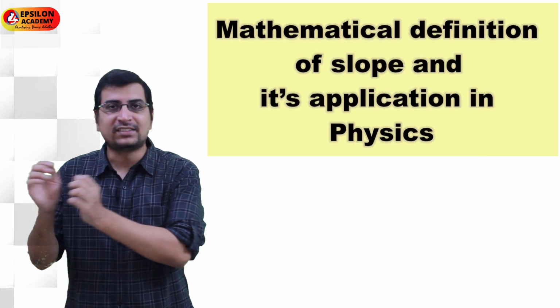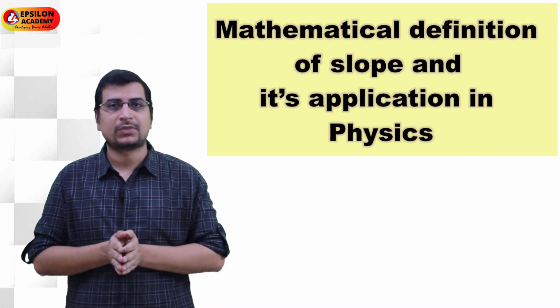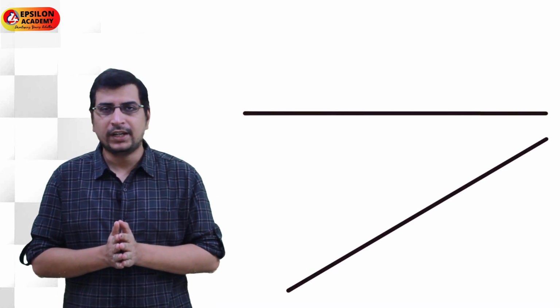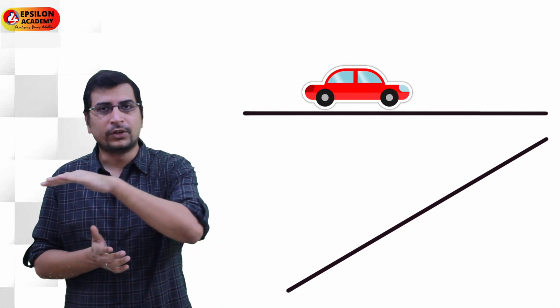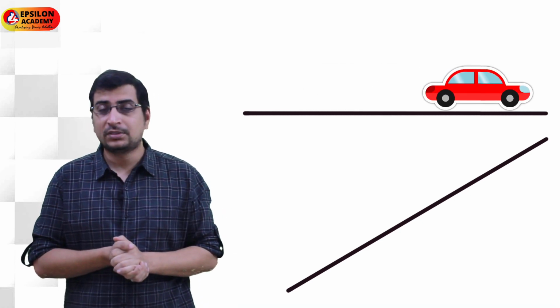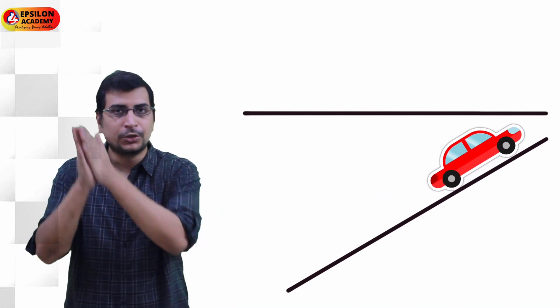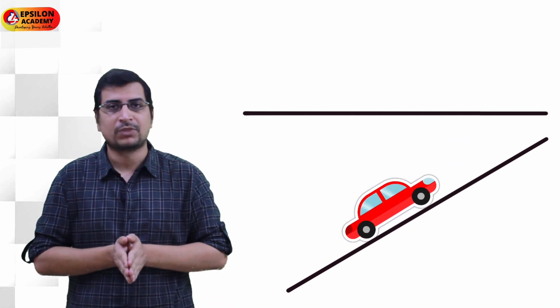Dear students, in this video, our topic of discussion is going to be slope of a line and its application in physics. Before we get started with the main context, let's try to take an example into consideration. We would have seen a scenario where a car is moving on a level road and sometimes a car would be moving on an elevation either in the upward direction or in the downward direction.